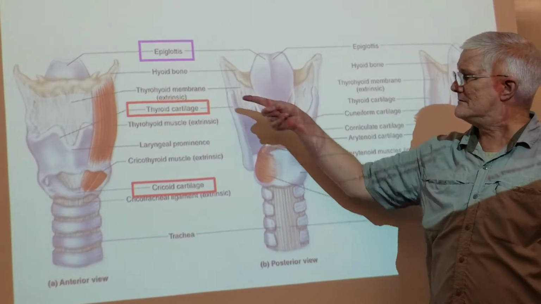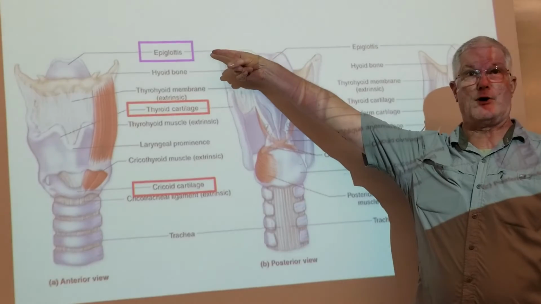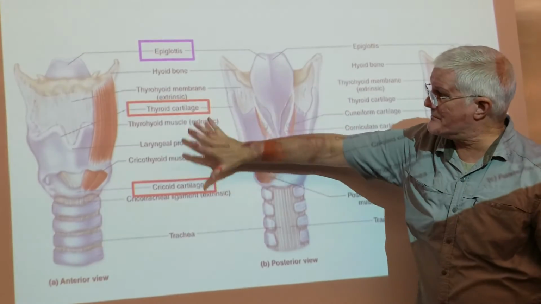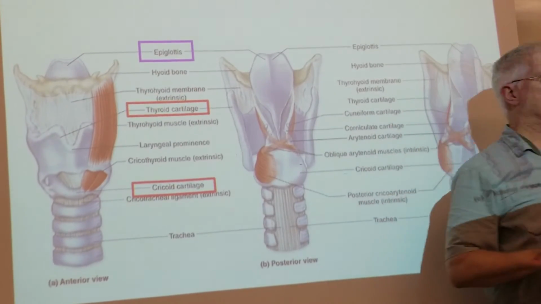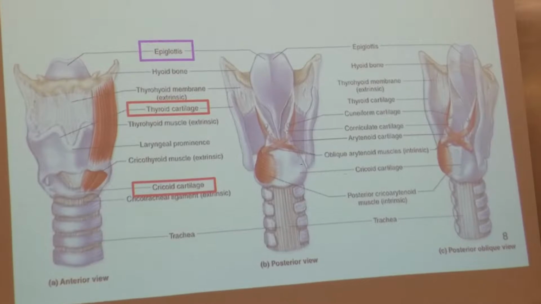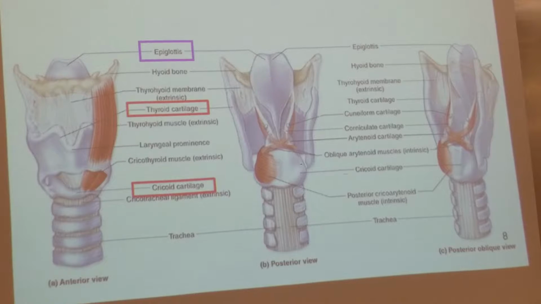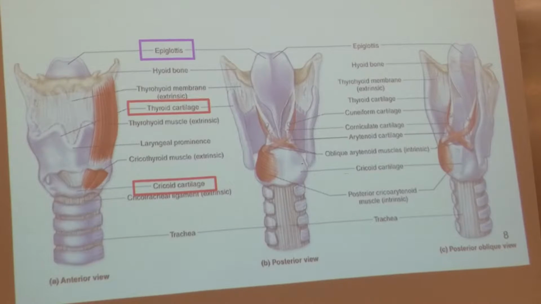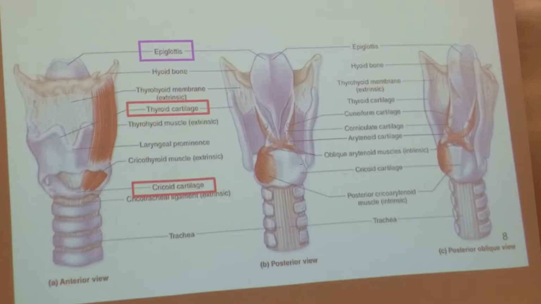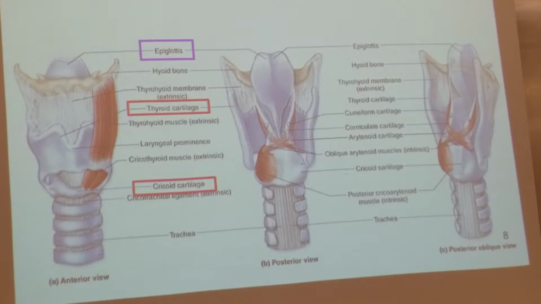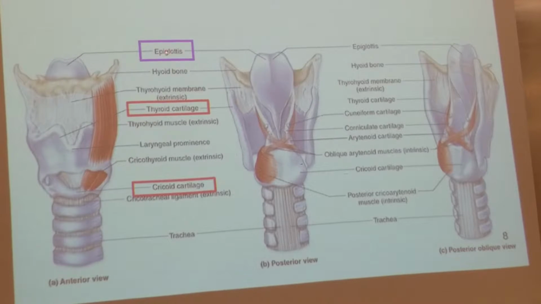And notice that these two are in red and that one's in purple, because these two are made of hyaline cartilage. I want them firm, I want them rigid. But I want my epiglottis to be like a springboard. And what kind of cartilage is really springy? Elastic. So that's why it's a different color, because it's a different kind of cartilage. The epiglottis is made up of elastic cartilage. Maybe E for epiglottis, E for elastic.